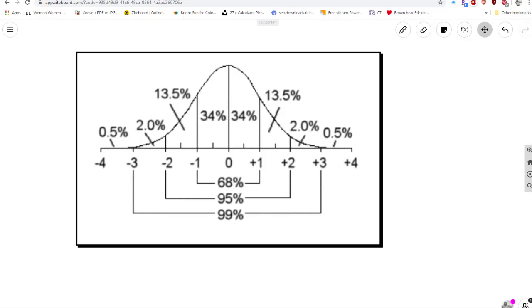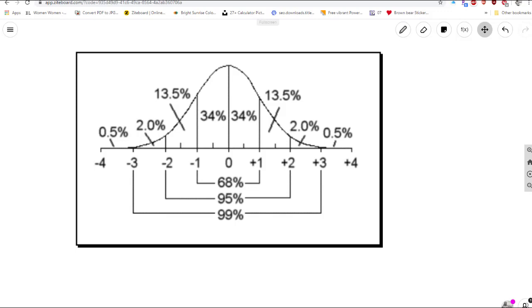Now, if you have a normal distribution, and only if you have a normal distribution, the following will always happen. This is a given. This will always happen. Approximately 68% of your values will exist within one standard deviation before and after the mean. So that's meaning this information right here.